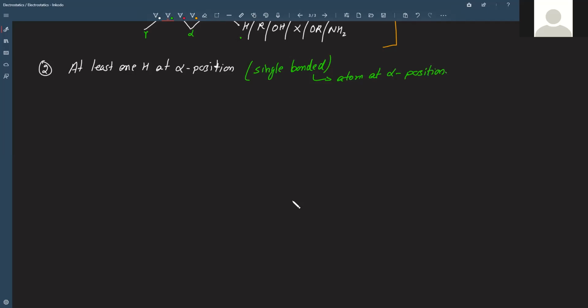So what does it mean? Suppose I have this compound, CH3C, the one which we have already seen, that is O, then C, and it is having H, H, and H. So what do we see here? This is the functional group. Now, what is the alpha position? These two are the alpha position. This is alpha and this is alpha. And what is there at the alpha position?